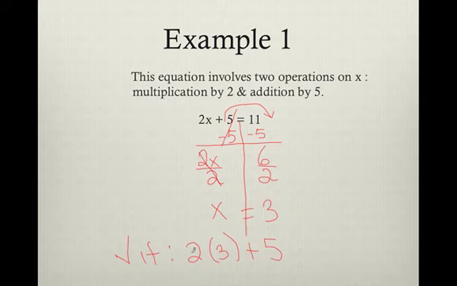So on my calculator, I'm going to have 2 times 3 plus 5. And I'm checking to see when I press enter, if you're using a graphing calculator, or equal for a normal calculator, does that equal 11? If it equals 11, then that means the answer, 3, is a solution for this equation and that your answer is correct. Make sure you're always checking your work with your calculator.